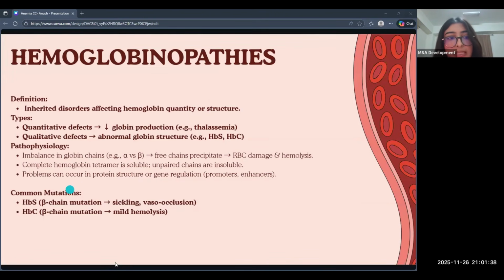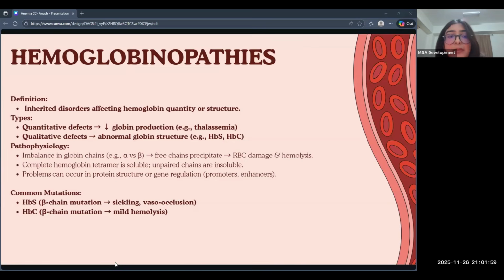Now, the common mutations are HBS, and this can cause sickling in vaso-occlusive crisis, or HBC, which can just cause mild hemolysis. Now, one thing I want you to remember, I'll just briefly mention the mutations. I don't think that it's too important to remember, but just for the sake of completeness.